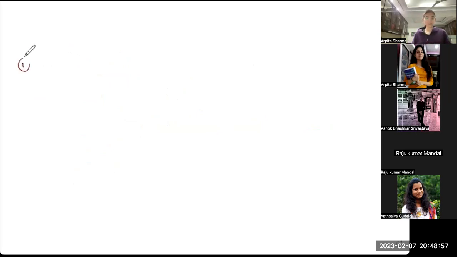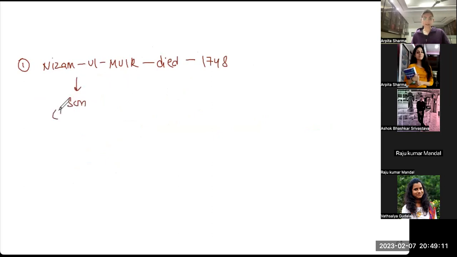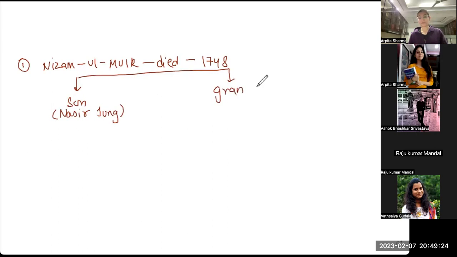So here, first step was that we know Nizam ul Mulk died. Okay? This was the first step. He dies in 1748. Now, when he dies, his son, इनका son था Nasir Jung. His son was Nasir Jung. He stood up कि I will become the next Nizam. But his grandson, Nizam ul Mulk ka grandson, that means father and son are fighting now.